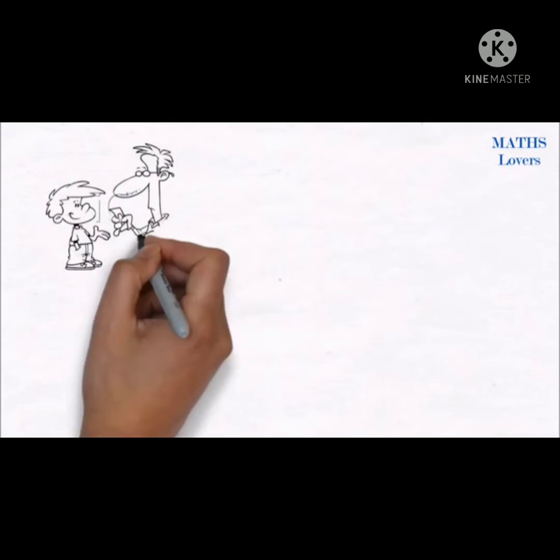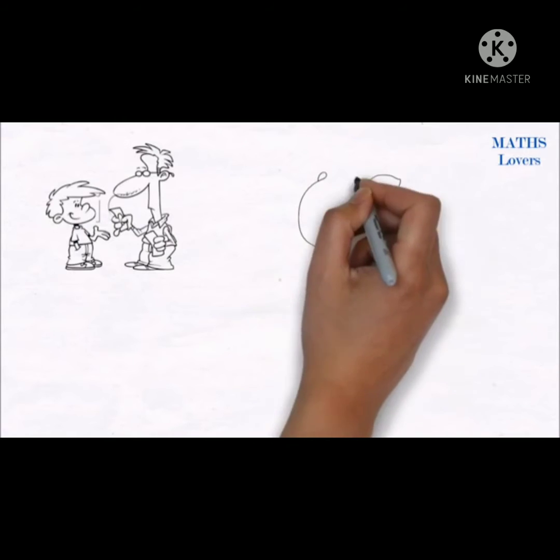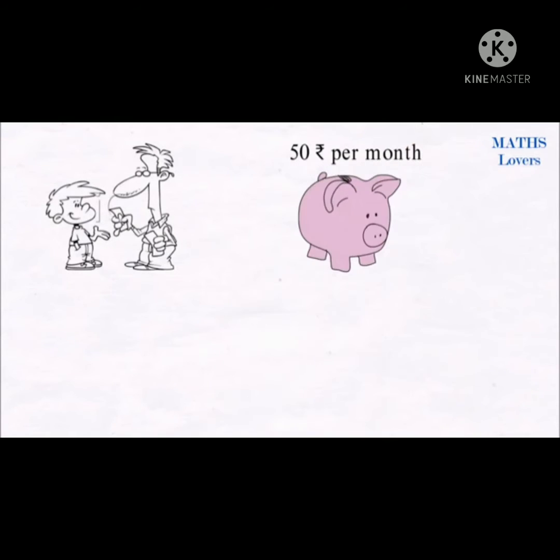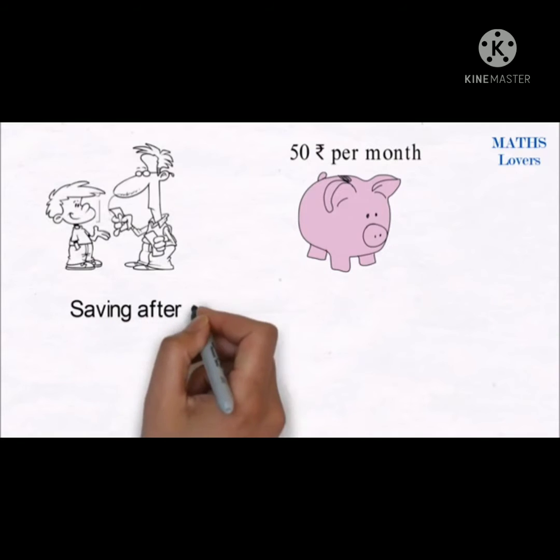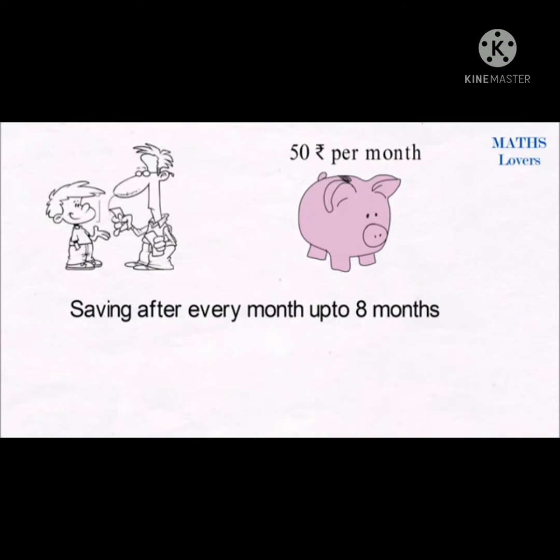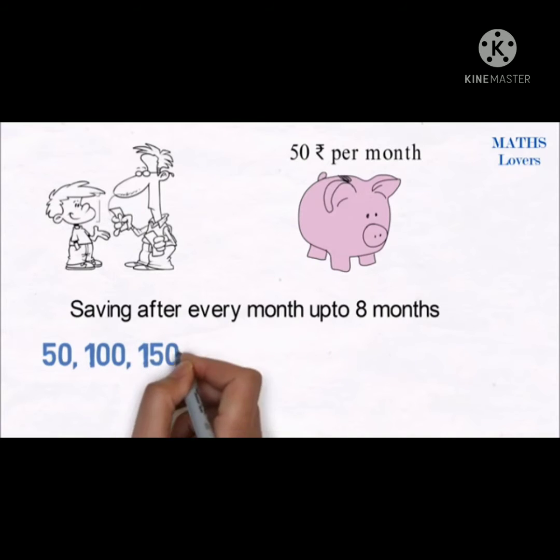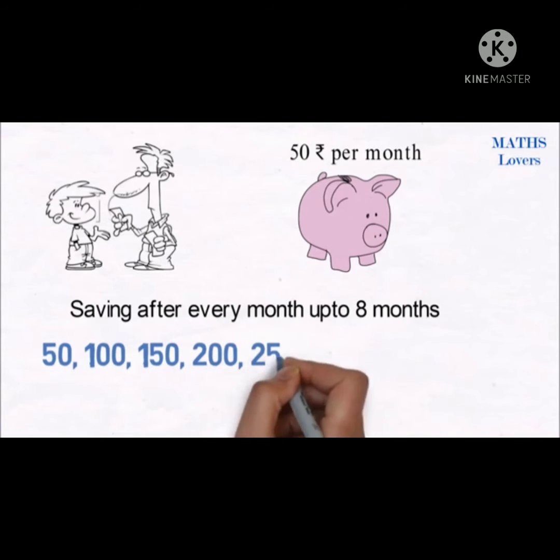Let's understand it with a daily life example. Assume your father gives you sufficient pocket money. You save 50 rupees per month. What will be the saving after every month if you save for 8 months? It will be like this: 50, then 50 plus 50, 100, then 100 plus 50, 150, and so on.